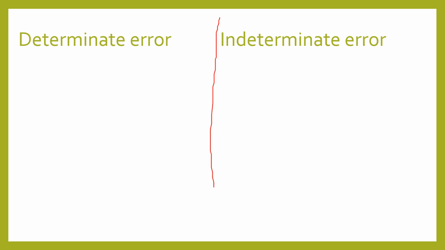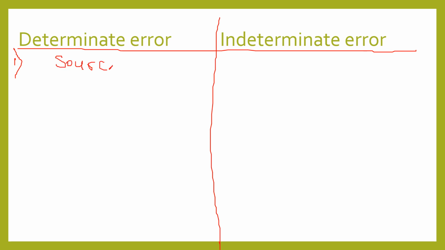A very favorite question of the examiner is where you are asked to give the points of difference between determinate and indeterminate error. Determinate errors are those for which the source is known. For indeterminate error, you do not know from where the error has come. These errors are of large magnitude, big errors. These errors are of small magnitude. Then these errors are unidirectional.